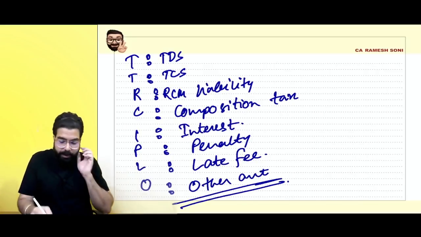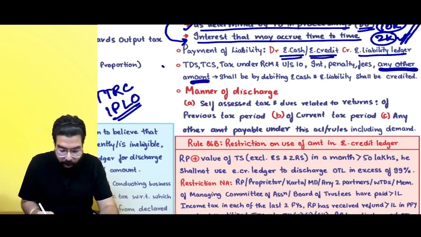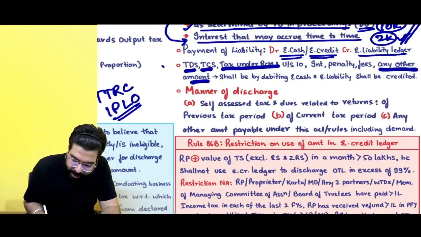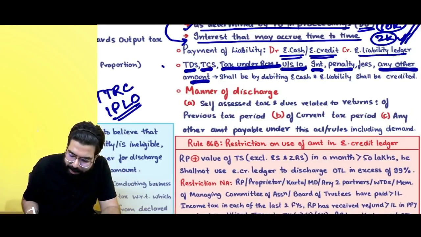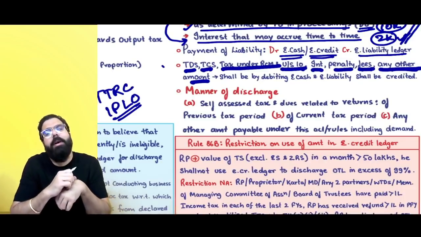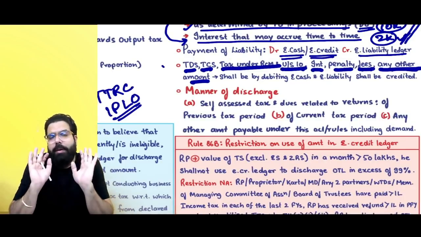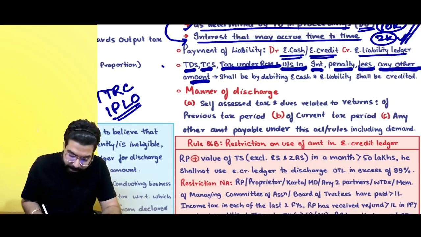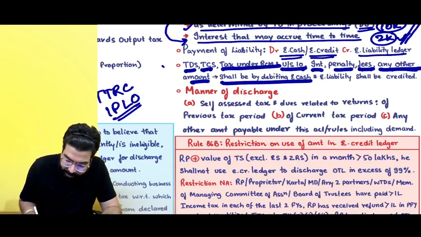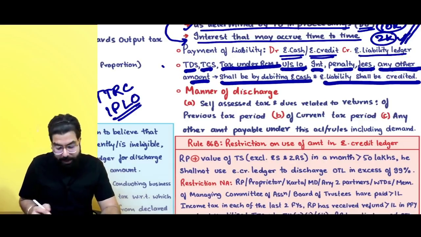Everyone listen to me very carefully over here now. TTRC IPLO. Always remember, interest, penalty, late fee or any other amount, you always have to go ahead and pay in cash. They are telling it shall be debited through e-cash ledger and e-liability ledger shall be credited.